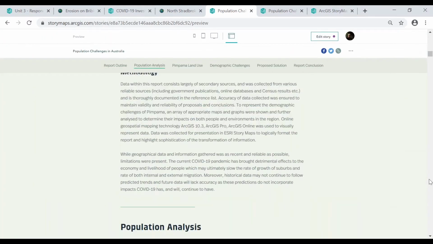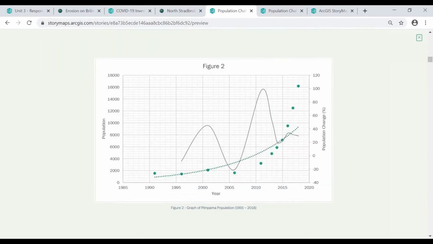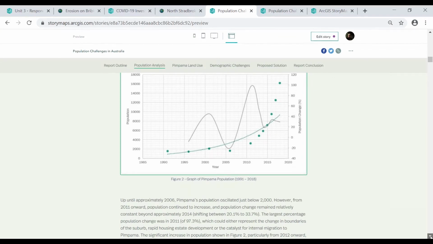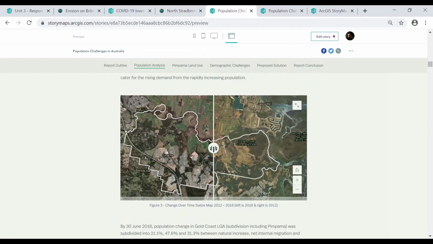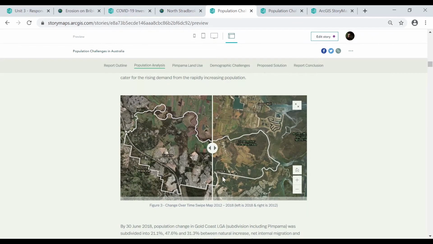Now, he does a very technical FA3 as far as I'm concerned. He does a very good technical job. These are all pop-outs, so individual pop-out graphs that he's created himself. He's done a swipe map. This is a stunning swipe map from 2012 to 2018. And you can see, if you look in the bottom corner here, the change in land use is absolutely observable. And also the change in the temporal data as well is just really well done.